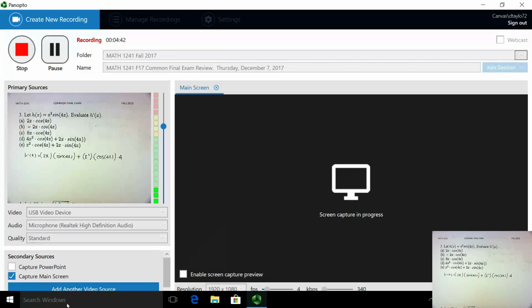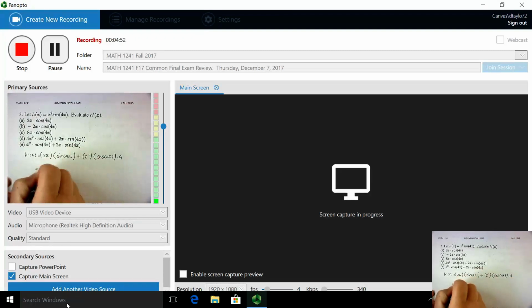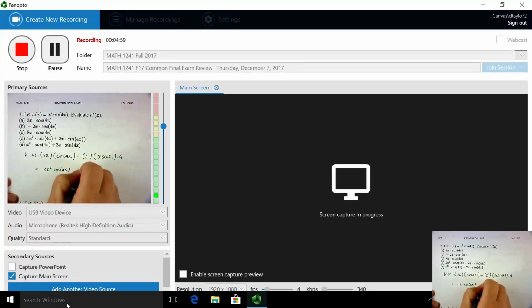Alright, so now we just have to match it with the correct answer. The answers seem to be written the other way around. So if you want to clean up and write this term first, 4 times x squared times cosine of 4x, plus we can write this term second, 2x times sine of 4x. This then matches answer D.